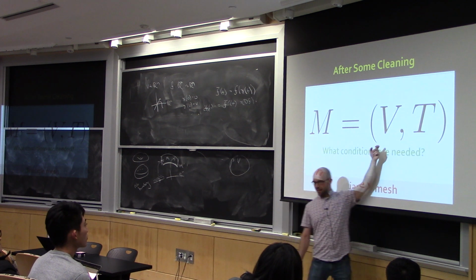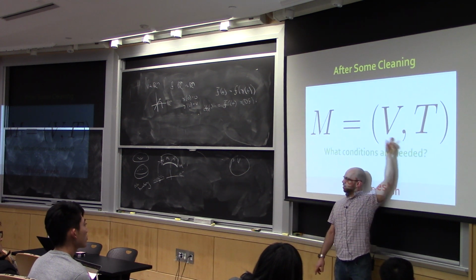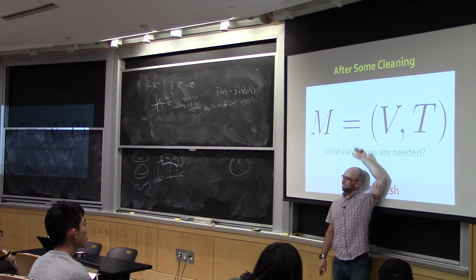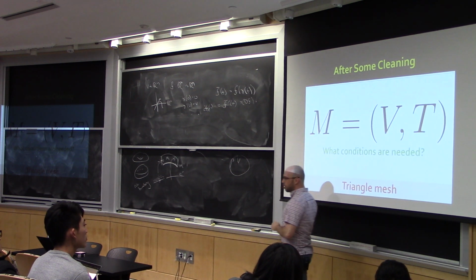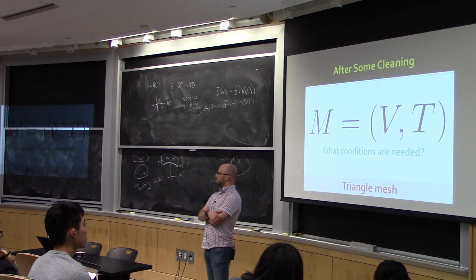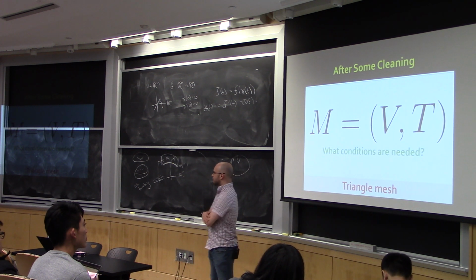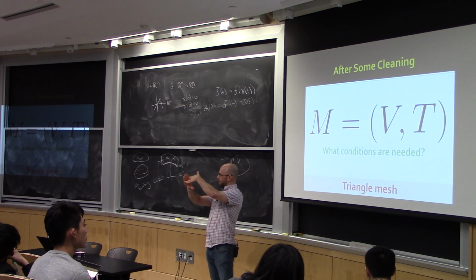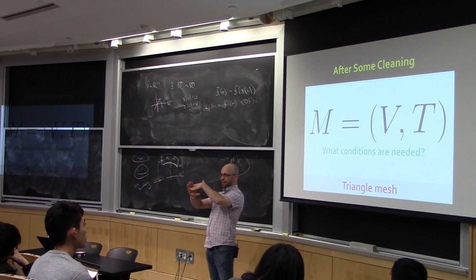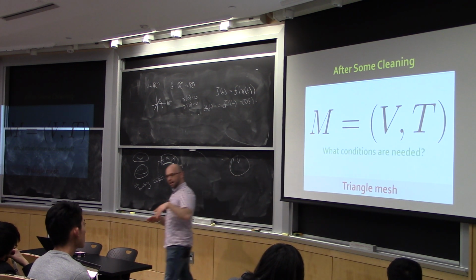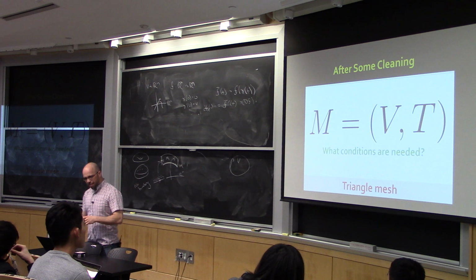Okay, so right, it's a pair of two things. Typically V I think of as a set of points, and T I think of as sets of triplets in V, right? Are all pairs, the way I've just defined them, reasonably surfaces? No, right? For instance, I could take two triangles that just intersect like that, and it's pretty clear that that's not a reasonable mesh. Yeah. And in fact, that's pretty common.